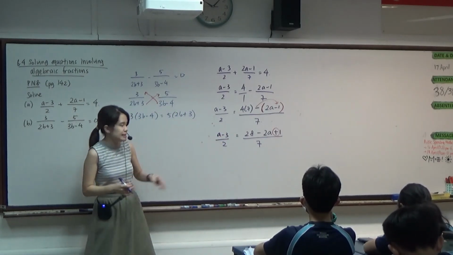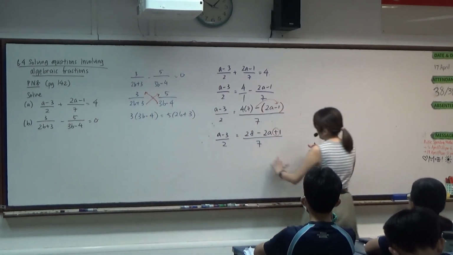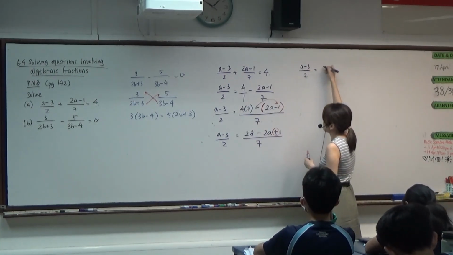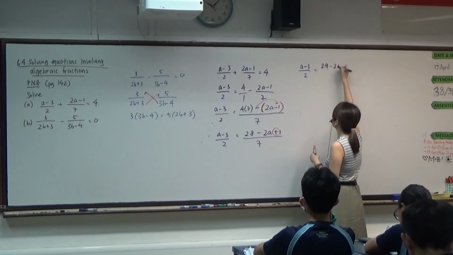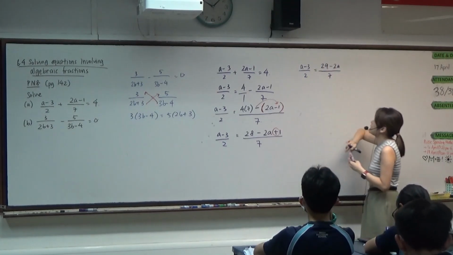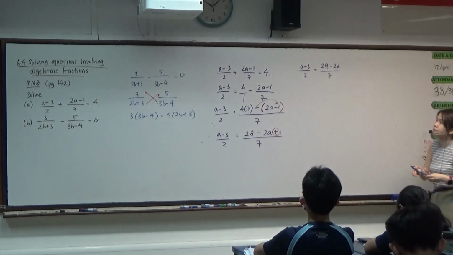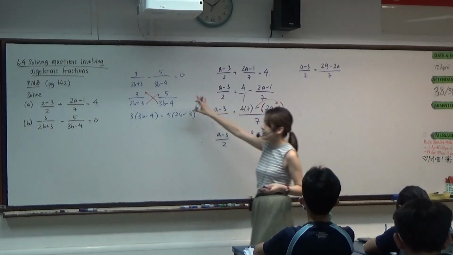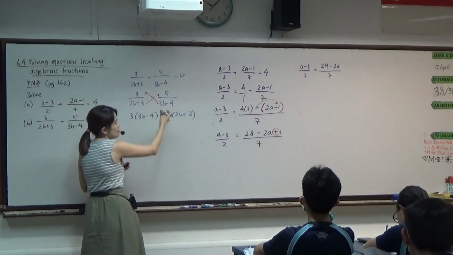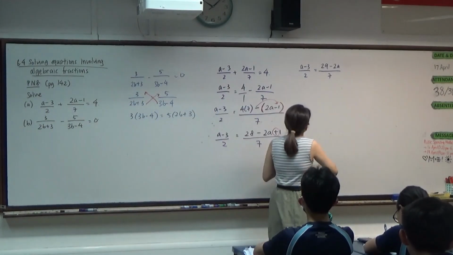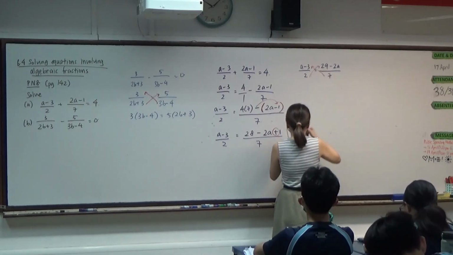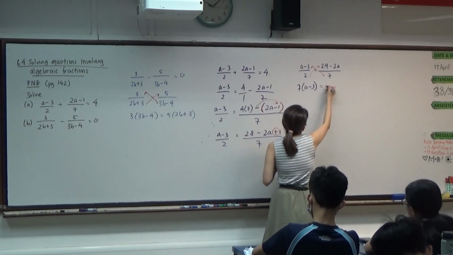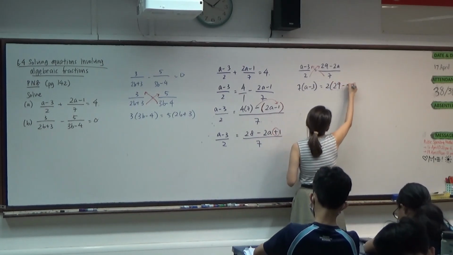And now I have my single fraction versus a single fraction already. But maybe for the fraction on the right, I want to simplify that first before I do any cross multiplication. So we get (29 minus 2a). Then now my conditions are satisfied for me to do the cross multiplication. So in doing that, I will be able to have 7 times (a minus 3) equals to 2 times (29 minus 2a).